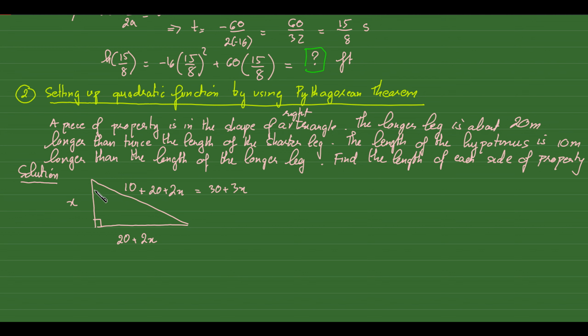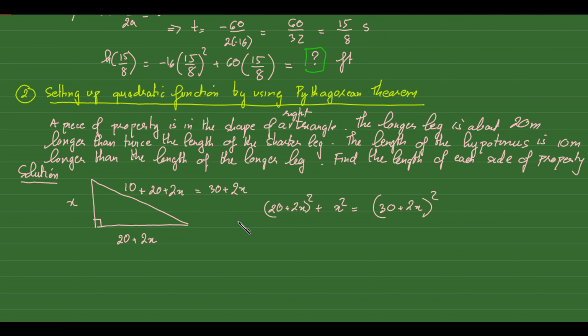Alright, now we have a right triangle, so we can set up the equation using the Pythagorean theorem. The Pythagorean theorem says that the longer leg squared, which is (20 plus 2x) squared, plus the shorter leg squared, which is x squared, will be equal to the hypotenuse squared, which is (30 plus 2x) squared. Now let's go ahead and expand this out.